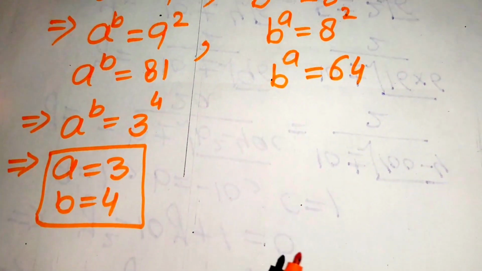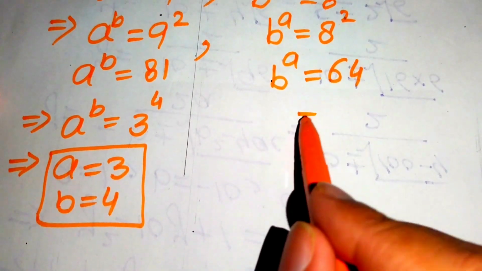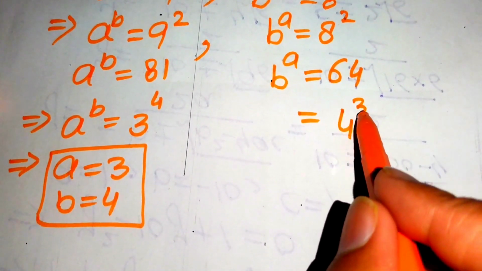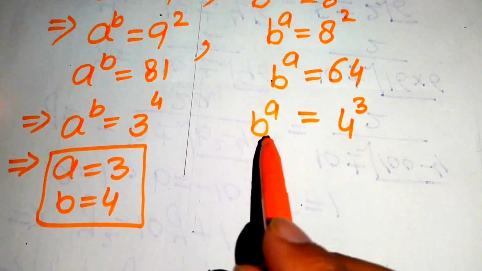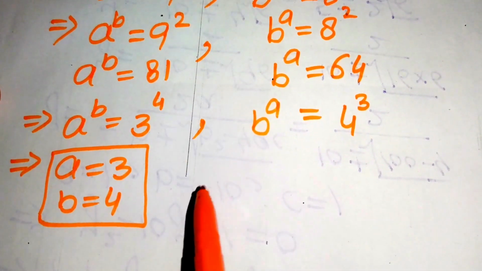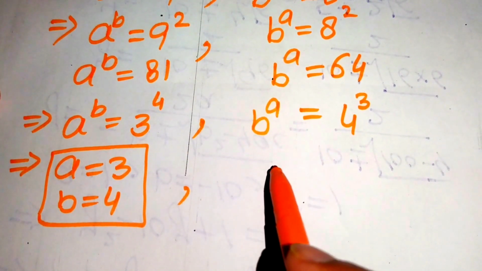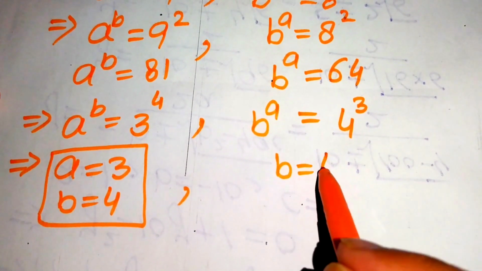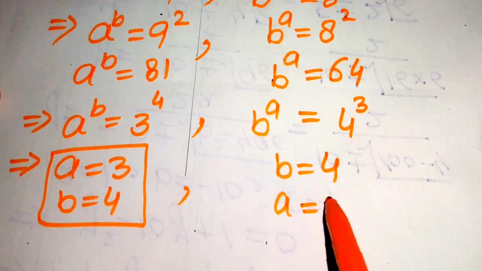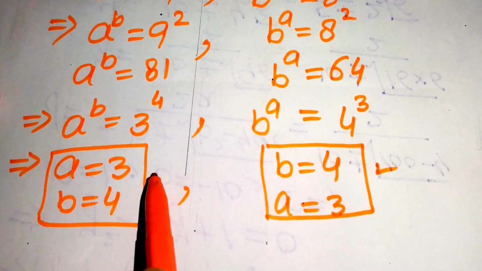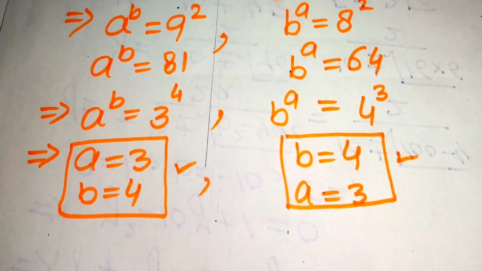And now we solve the second case. In this case we make the factors of 64, and we know that 64 is 4 to the power of 3, and we write it as b to the power of a equals 4 to the power of 3. And now we compare both of the sides, base and exponents. When we compare base, we get the value of b equals 4, and when we compare exponents, we get the value of a equals 3. So this and this are the same solutions. So this is the final answer of this question.